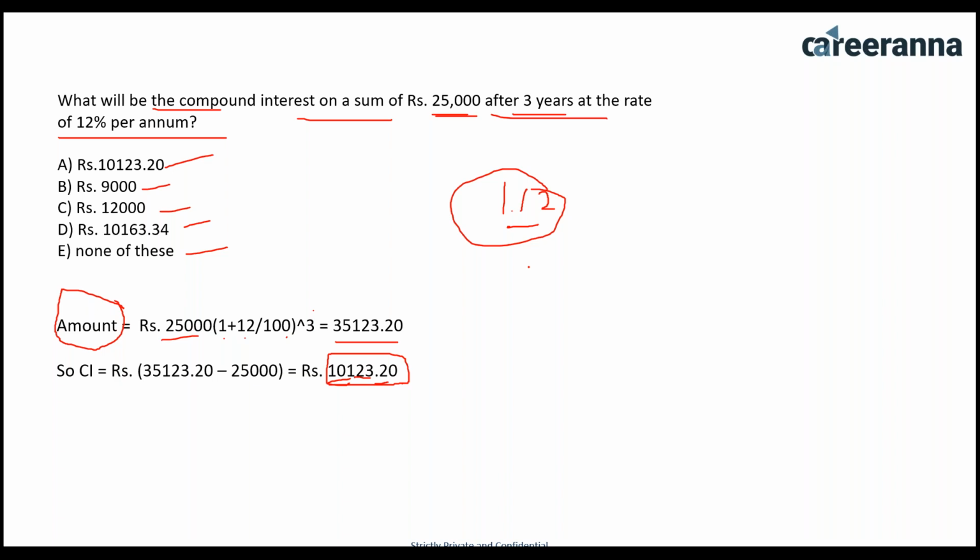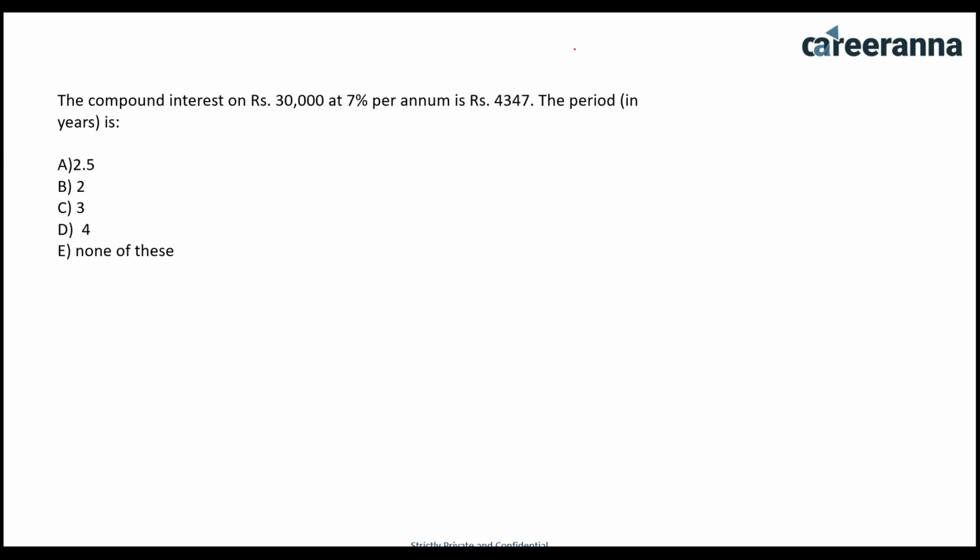Okay, next question. Compound interest on rupees 30,000 at 7% per annum is 4347. The period in years is? Very easy question. Principal is given, rate percentage is given, compound interest is given. Try to solve it.